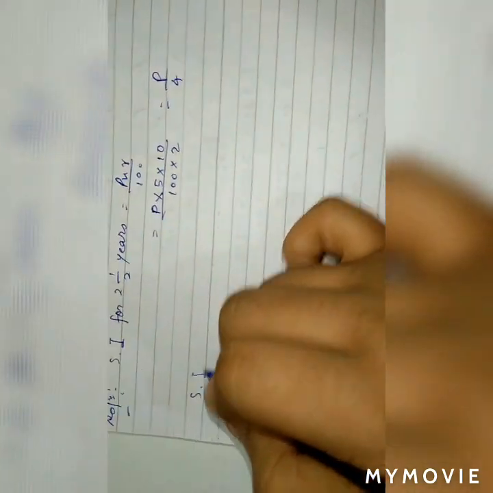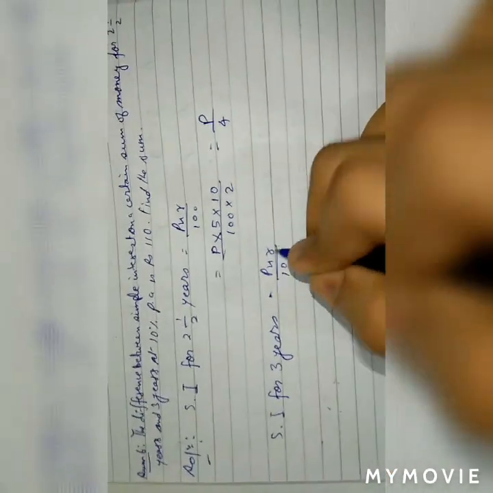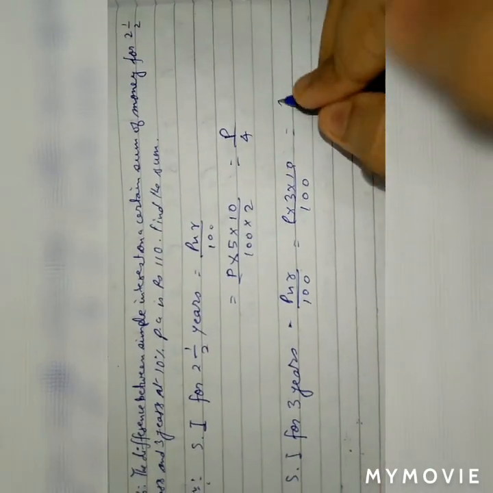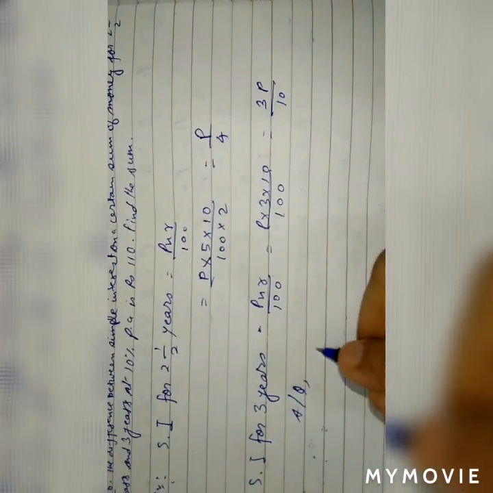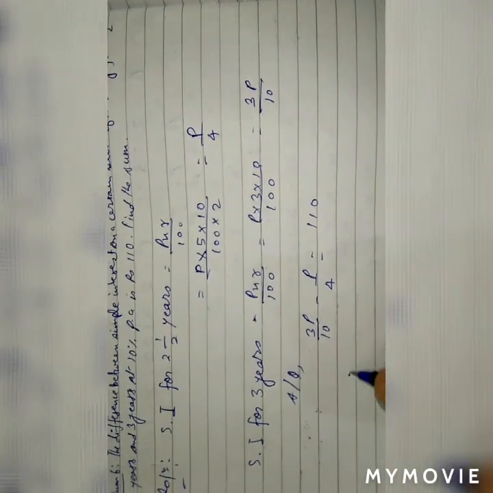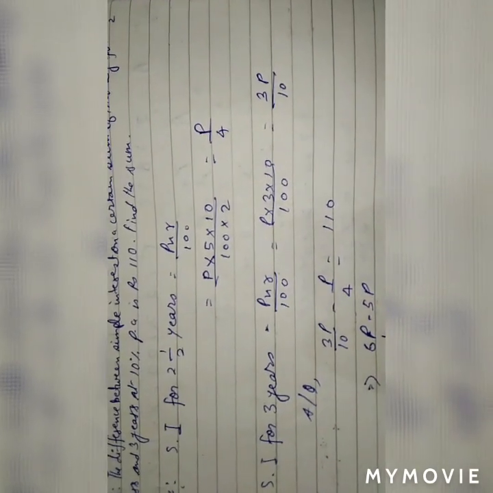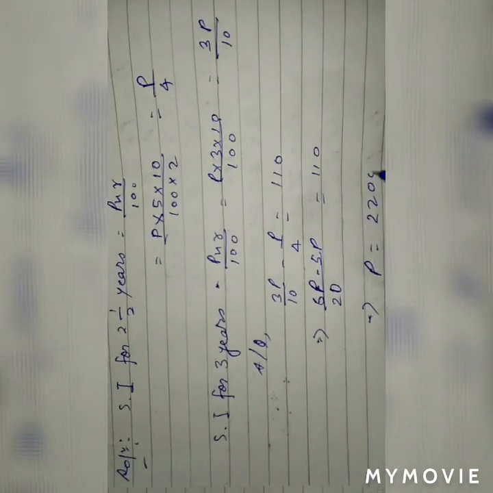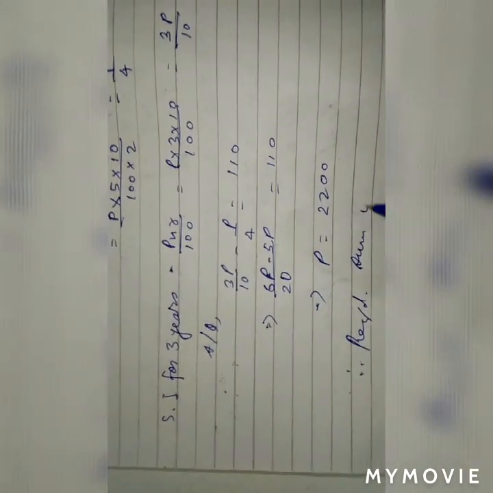Now we will take simple interest for 3 years. P into R divided by 100. P into 3 into 10 divided by 100, that is 3P divided by 10. According to the question, their difference is rupees 110. 3P divided by 10 minus P divided by 4 equals 110. 6P minus 5P divided by 20 equals 110. That is, P equals 2200. Therefore, the required sum is rupees 2200.